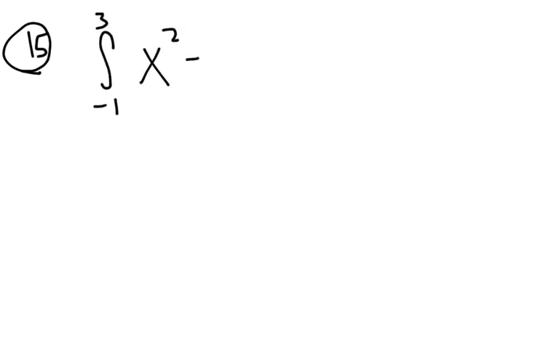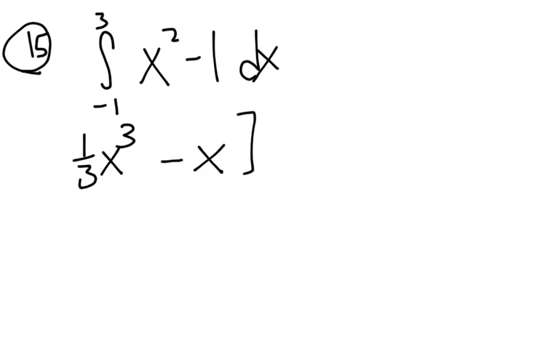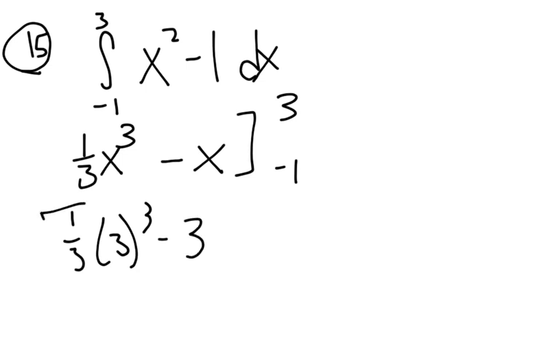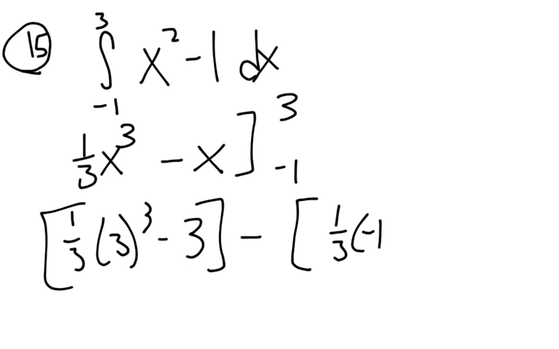Now let's go and try number 15, the one that I skipped. The integral from -1 to 3 of x squared minus 1 dx. First I calculate the antiderivative, 1/3 x cubed minus x, and I'm going to evaluate this from -1 to 3. That means I plug my 3 in first and subtract what I get when I plug my -1 in.